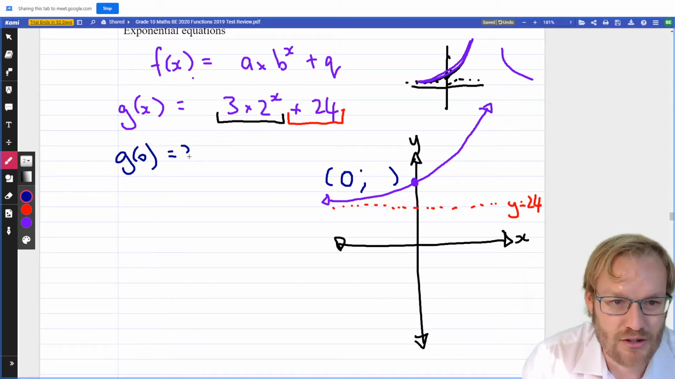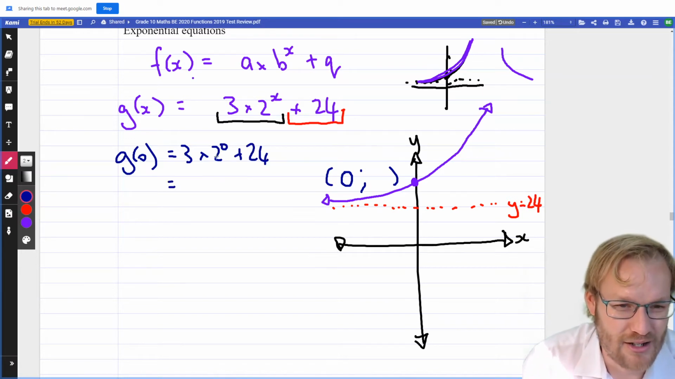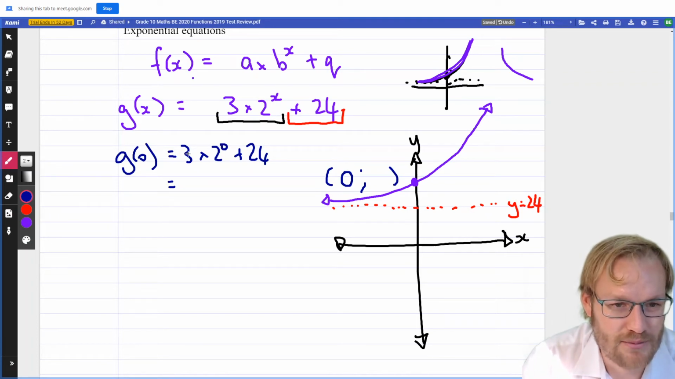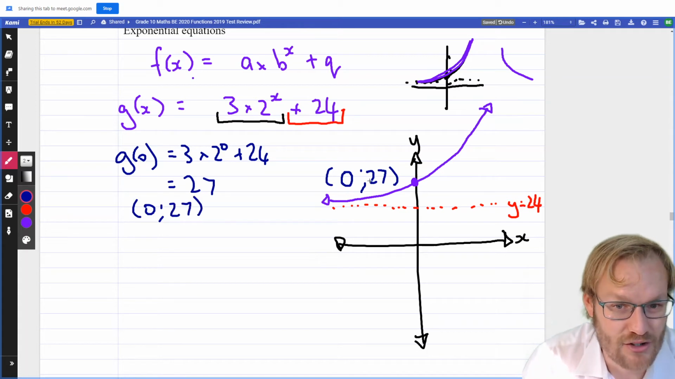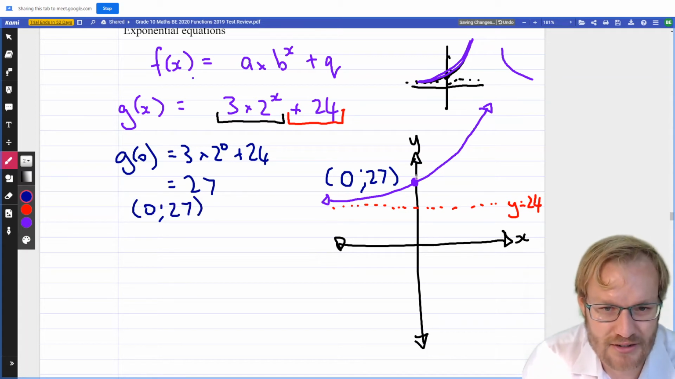So we've got 3 times 2 to the power of 0 plus 24. Don't even need a calculator because 2 to the 0 is 1. 1 times 3 is 3. 3 plus 24 is 27. So this point here is 27. So therefore we know that (0, 27) is on our graph, and there it is.